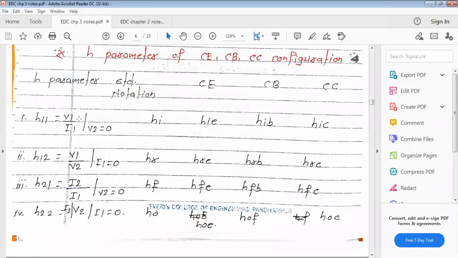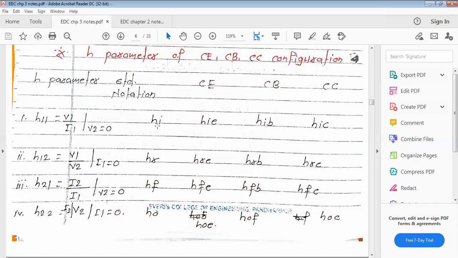What is H11? It is V1 upon I1 when V2 is 0. What is H12? It is V1 upon V2 when I1 is 0. What is H21? It is nothing but I2 upon I1 when V2 is 0. And what is H22? It is I2 upon V2 when I1 is 0. Now, the same parameters can be represented as HI, HR, HF, and HO.